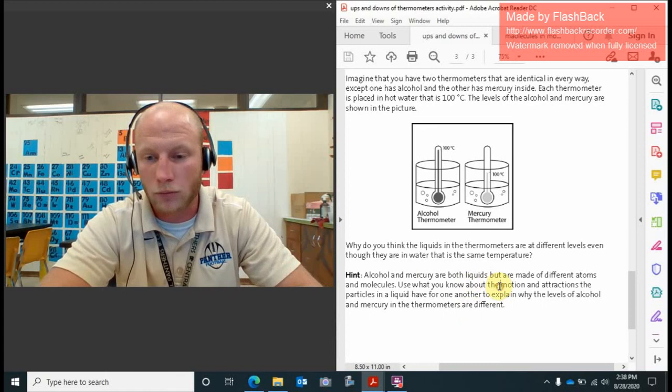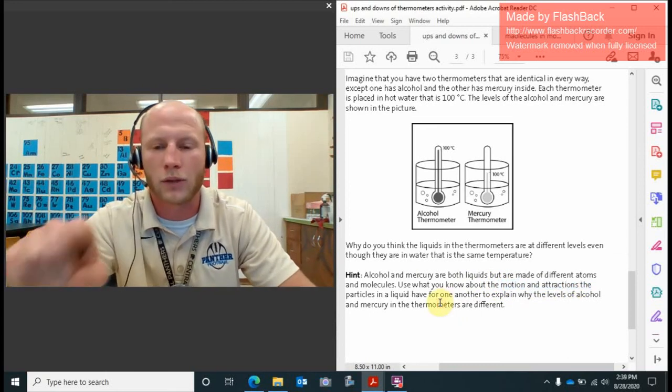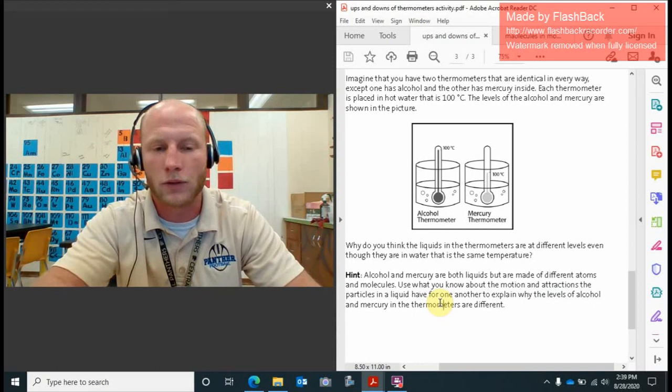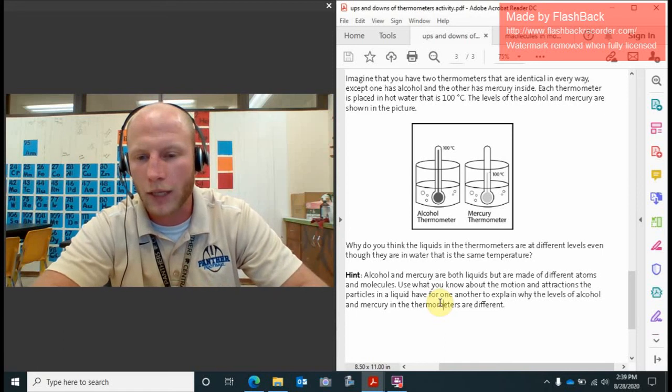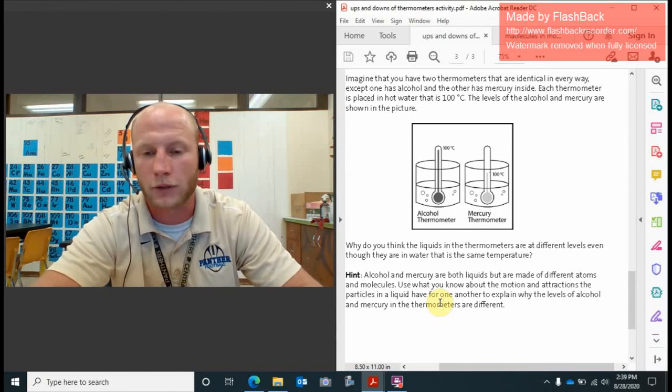Okay, so motion. What do you know about motion? What do you know about attractions of particles in a liquid? This should be directly involved. I should be hearing both of these things. You talk about both of these things when you answer and turn this in. So what do you know about the motion and attractions of the particles in a liquid have for one another to explain why the levels of alcohol and mercury in the thermometer are different?